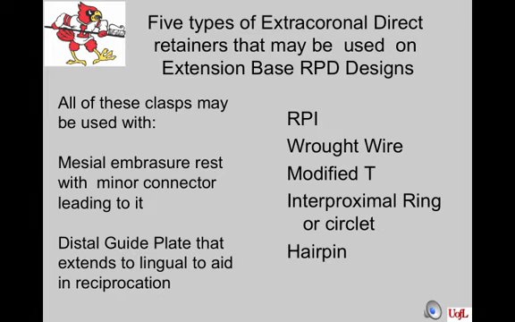McCracken's text lists 5 types of extracoronal direct retainers that may be used on extension-based RPD designs. They are the RPI, the wrought wire, the modified T, the interproximal ring or circlet, and the hairpin clasp. All of these clasps may be used with the mesial embrasure rest with the minor connector leading up to it, and the distal guide plate that extends to the lingual to aid in reciprocation.